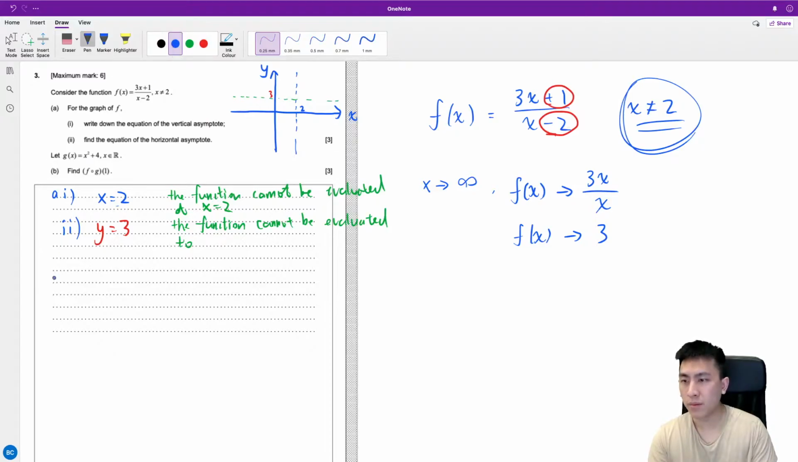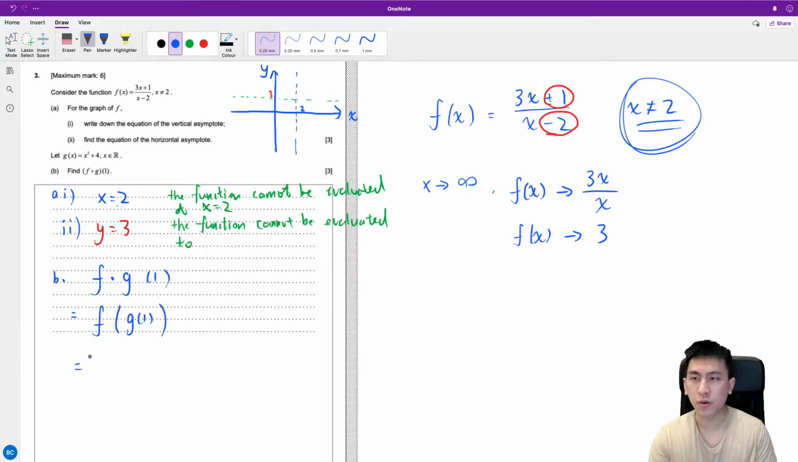Alright, and then for part B, now they gave you another function, which is g(x) = x squared plus 4. Then they ask you to find f of g of 1, right? So that really means what is the function here? That means a function of a function, which is a composite function, right? Then that would just equal to f of g of 1, like that, right?